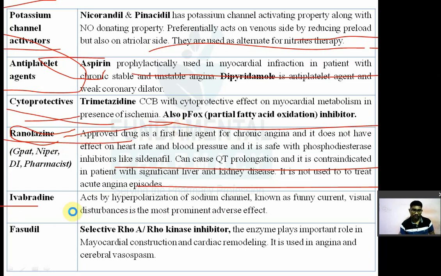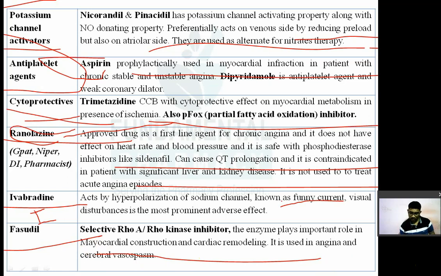Ivabradine acts by inhibiting the sodium ion channel known as the funny current channel. So a question has come on this too. So funny current channel inhibitor, sodium ion channel or funny current ion channel inhibitor. Ivabradine. Okay. Fasudil is nothing but a selective Rho A or Rho kinase inhibitor. This enzyme plays a very important role in myocardial infarction and cardiac remodeling. It is used in angina and cerebral vasospasm.